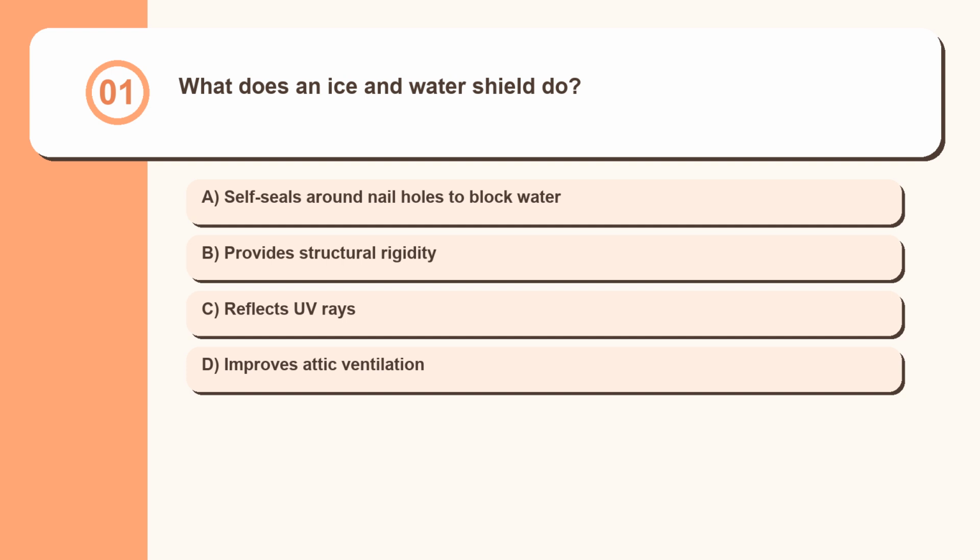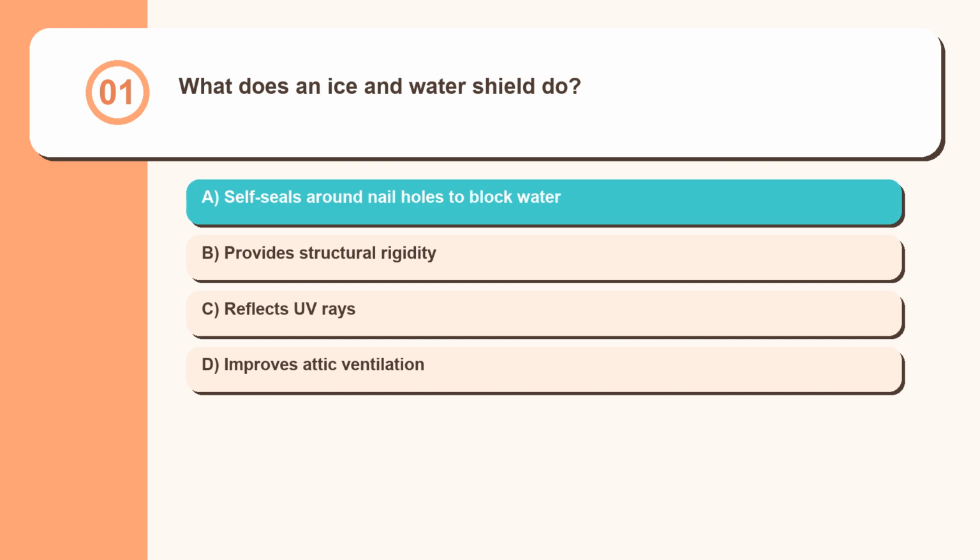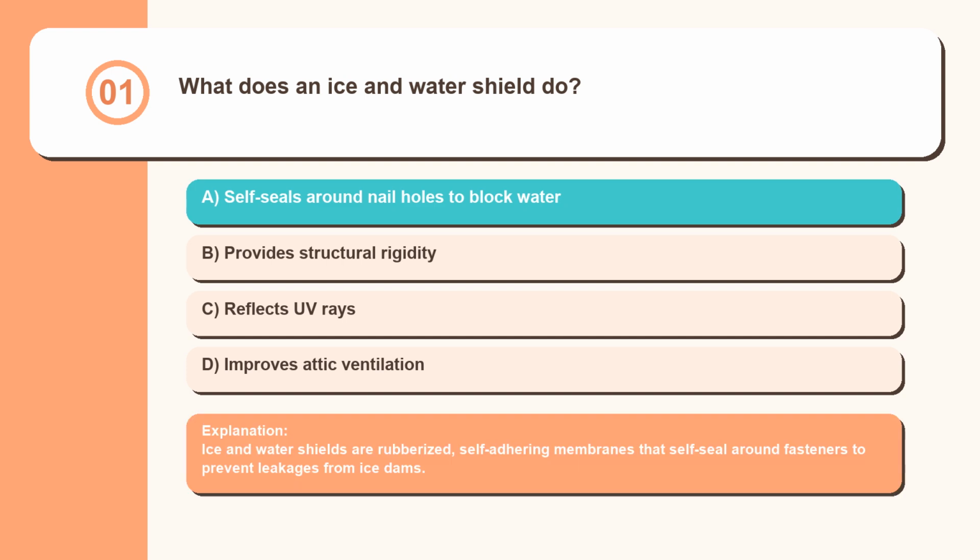Question 1. What does an ice and water shield do? Self-seals around nail holes to block water, provides structural rigidity, reflects UV rays, improves attic ventilation. Ice and water shields are rubberized, self-adhering membranes that self-seal around fasteners to prevent leakages from ice dams.